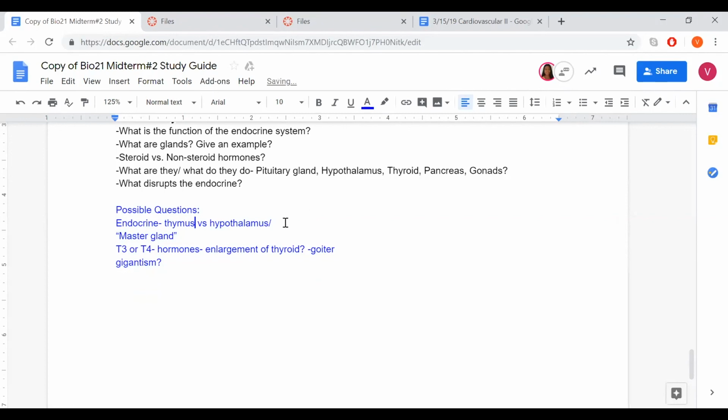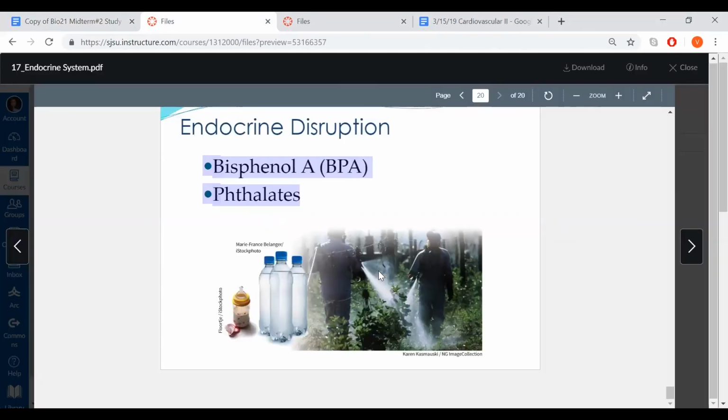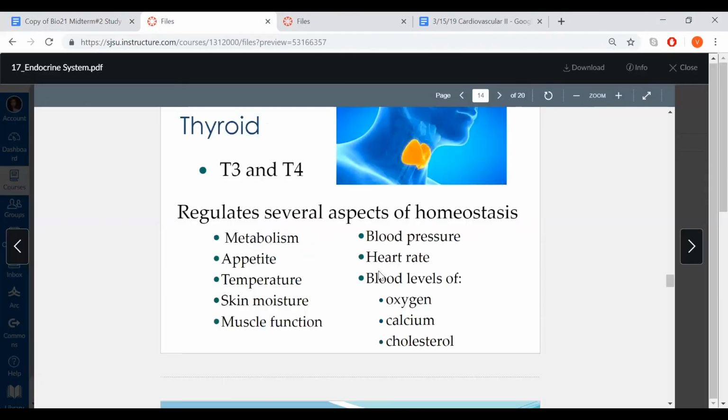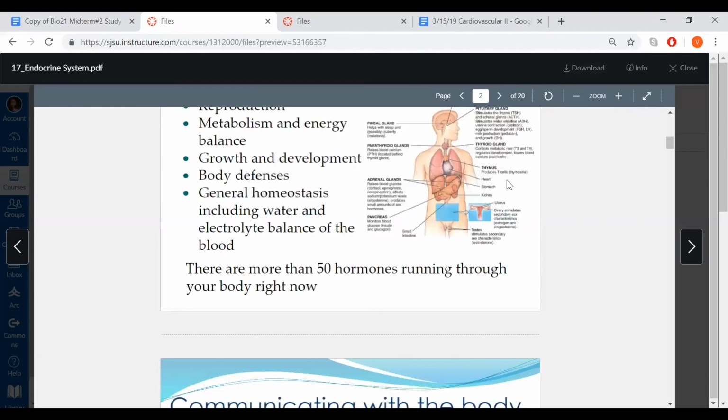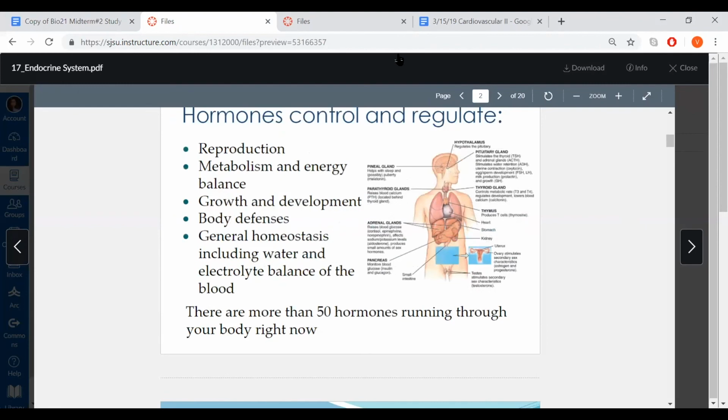The thymus produces T cells. And the hypothalamus is a structure in your brain that regulates the pituitary gland. As remembered, the pituitary is for stimulating the thyroid and the adrenal glands. It's basically the hormone controller of the brain.